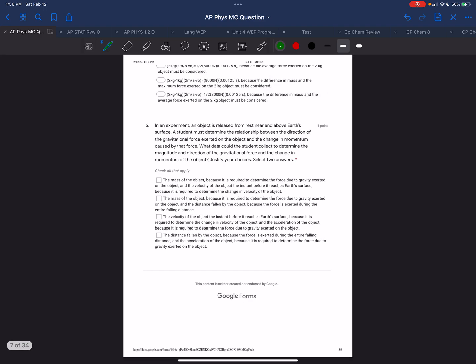The next choice, we have a mass, and it looks like we have a delta V. And now we have an average force, delta T, because the average force exerted on the 2 kilogram object must be considered. And that is true. Looks like that's our answer. 2 kilograms minus 1 kilogram is delta M, and this is delta V. And this again uses F max. So we're never going to use F max for this.